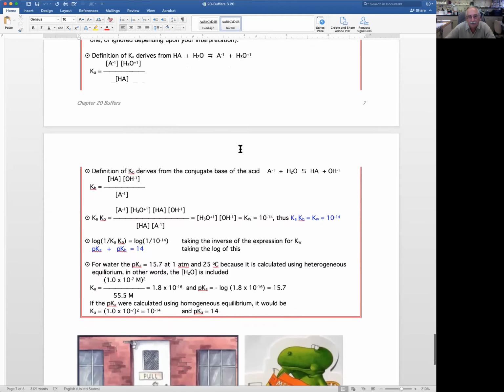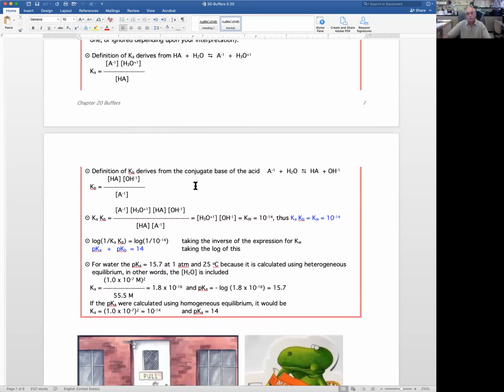Here is the definition of Ka in the simplest form that I can put it in. Again, it's simply products over reactants. Here's the definition of Kb. Notice that I'm taking the conjugate base here and putting it in water. So here's the simplest definition of Kb.